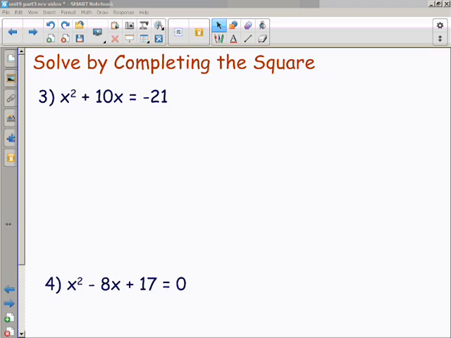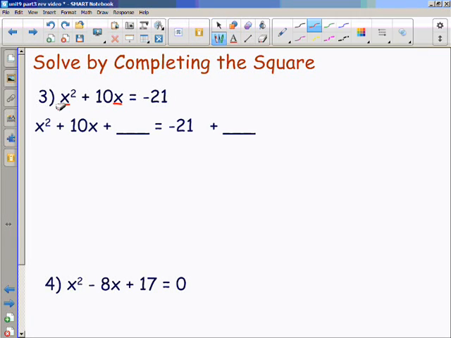This one isn't set up quite like the previous ones, but we can get it to that point. We notice that we have an x squared and an x. These are not like terms, although it's the same variable. You can't combine them. So we need to find a way to create the perfect square trinomial, and you do that by cutting the coefficient of b in half and squaring it. So half of 10 is 5, squared is 25. We add that to both sides.